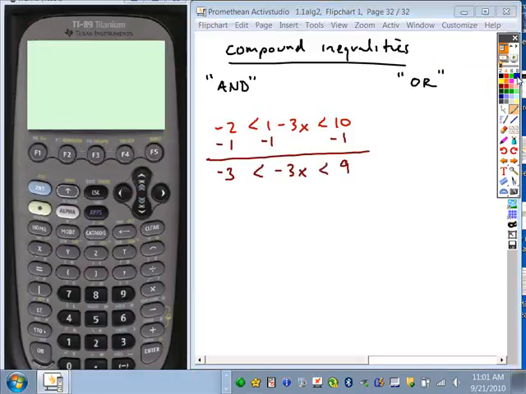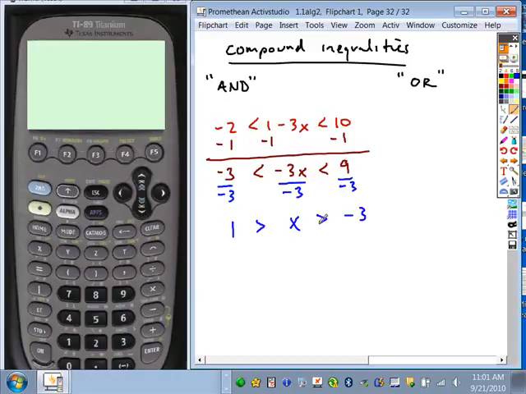Okay, we still haven't completely isolated our variable, so we have to undo any other operations. So it's being multiplied by negative 3, so to undo that, we're going to divide everything by a negative 3. So we get 1, we get our x, and we get a negative 3. And now, what happens to inequality symbols when you multiply or divide by negative? You have to switch them. So this less than symbol needs to switch to greater than, also here.